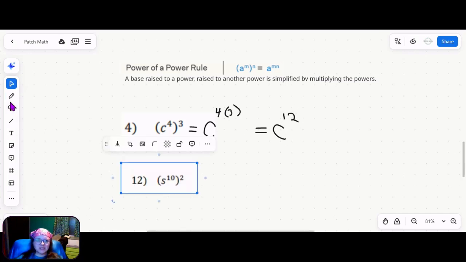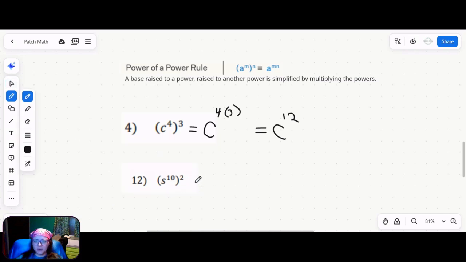Just in case there was any confusion, one more example. We have a base s raised to the 10th power raised to the 2nd power. So we can just multiply that 10 and that 2 and that exponent, giving us s raised to the 20th power.